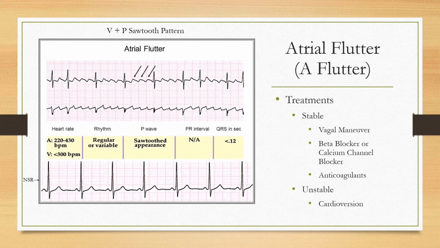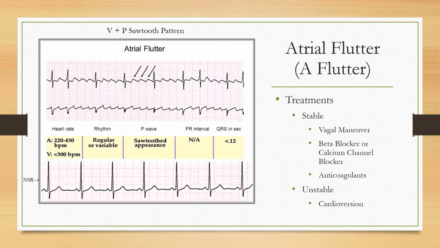So what's the treatment for this? Well, if someone comes in an atrial flutter, we could certainly try a vagal maneuver to see if it'll break this rhythm. Often it doesn't. Okay. We could slow down the heart rate if it's going fast. So atrial flutter with tachycardia with a beta blocker or a calcium channel blocker. That'll slow down conduction through the AV node and control the heart rate.